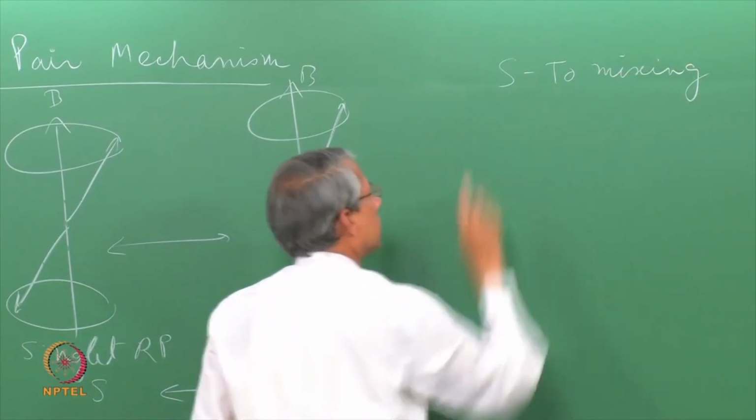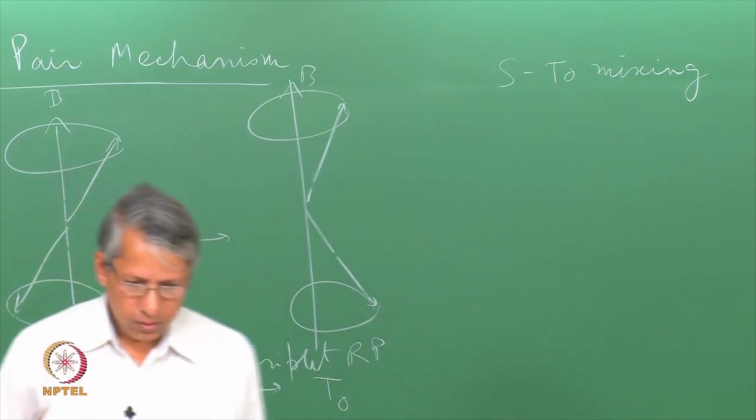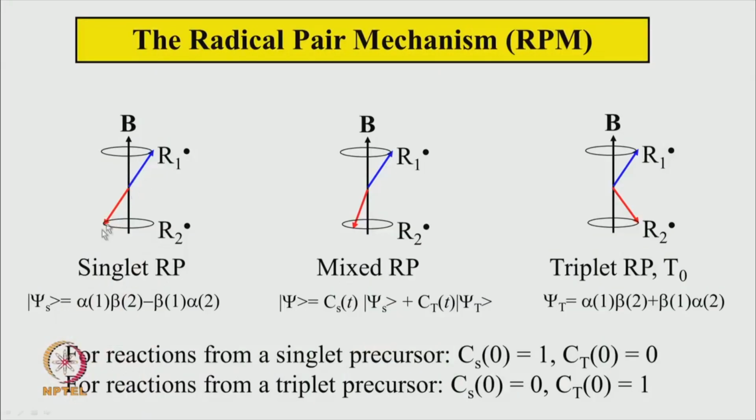This is the singlet and triplet 0 state mixing process. Once more, when the relative orientation of these two radicals is exactly opposite, I get a singlet radical pair with a singlet wave function alpha 1 beta 2 minus beta 1 alpha 2, and when these two are in the same direction, I get a triplet radical pair with the triplet wave function alpha 1 beta 2 plus beta 1 alpha 2. Here you see the difference in sign is nothing but depicting the difference in their relative phases.